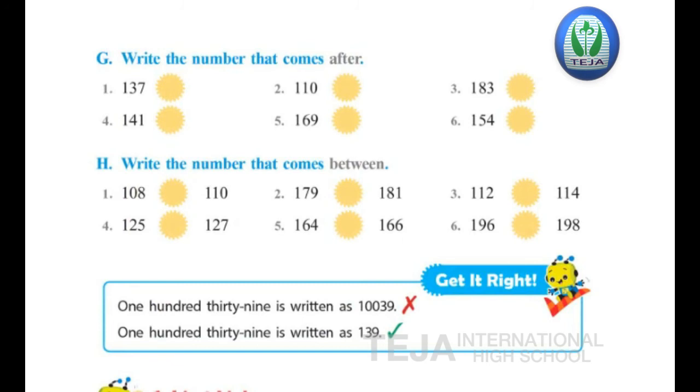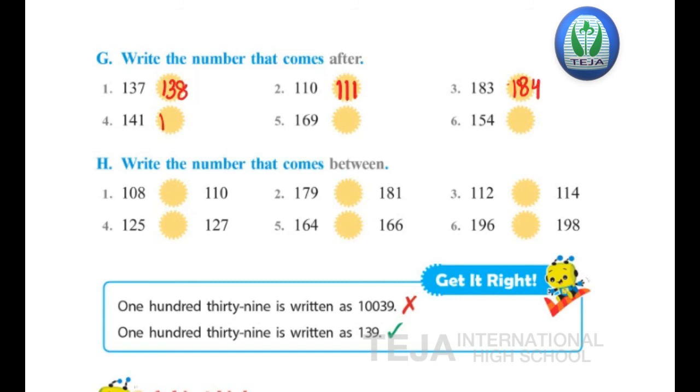Next bit. Now we'll discuss the after numbers. Bit G, write the number that comes after. So 137, what is the number that comes after 137? It's 138. Next, 110. After 110, which number do we write, children? 111. Next, after 183, which number do we write, children? It's 184. So write 184.